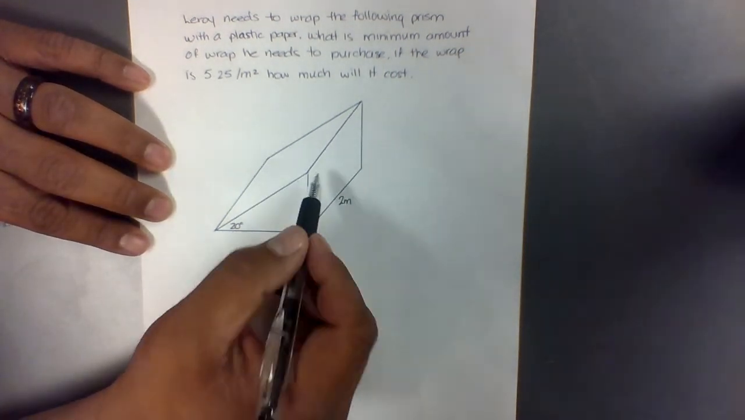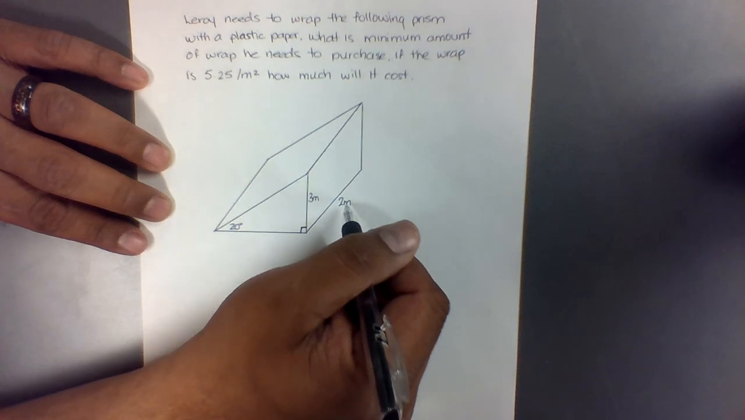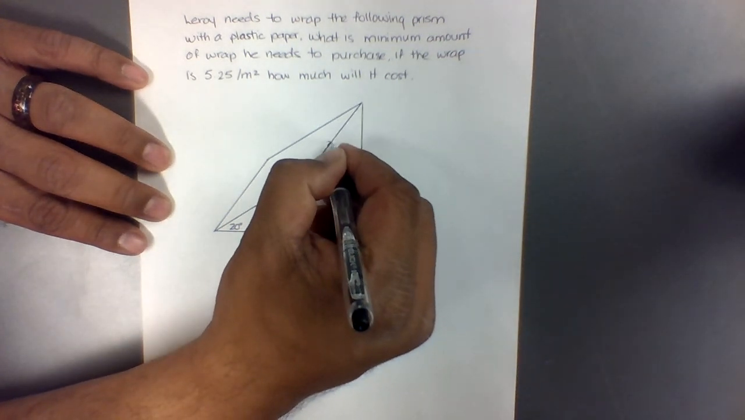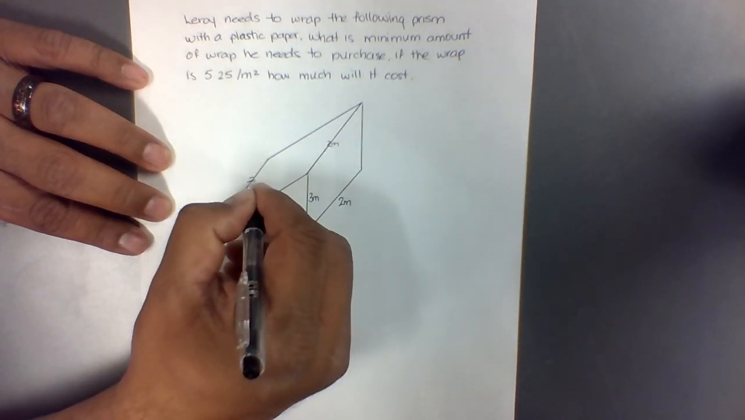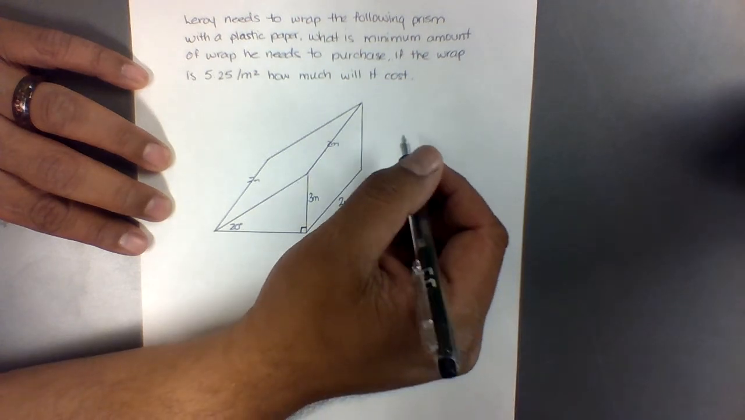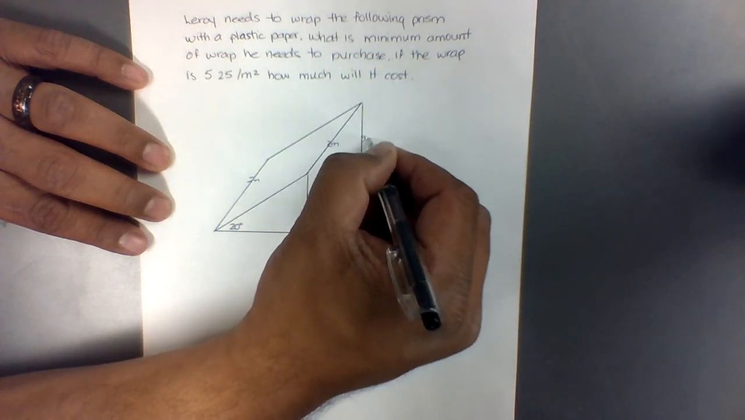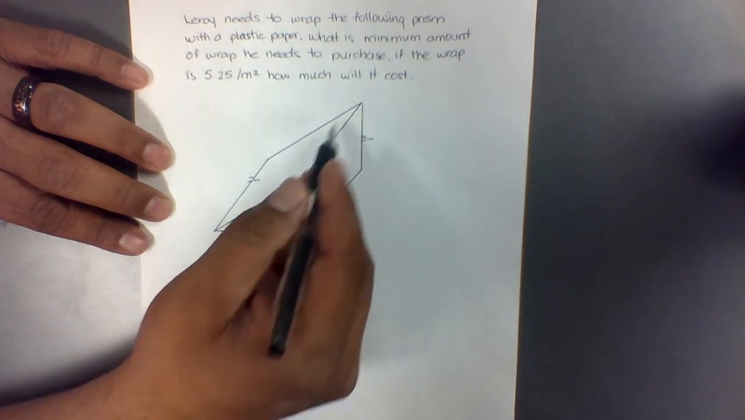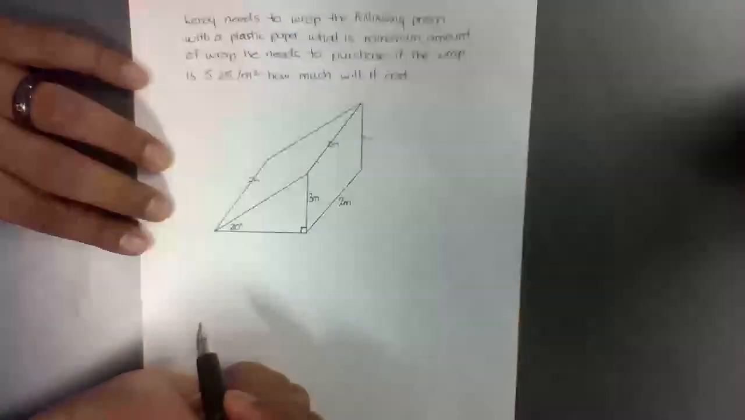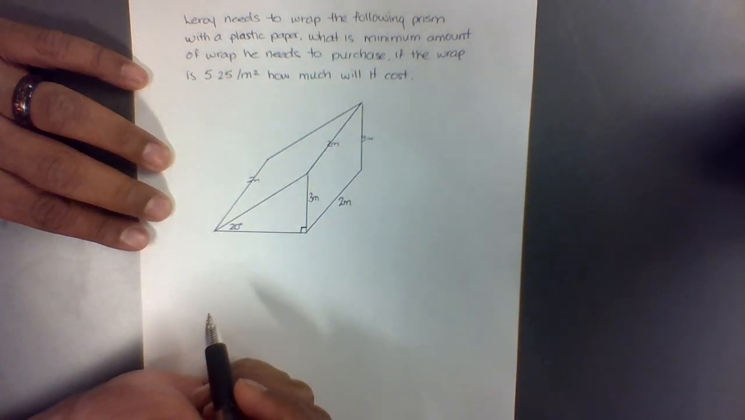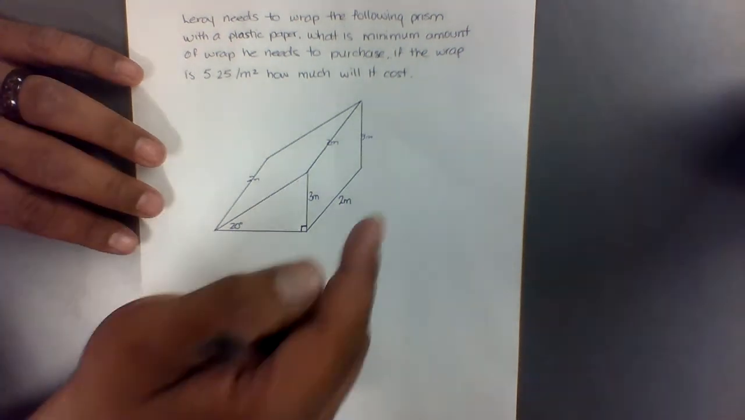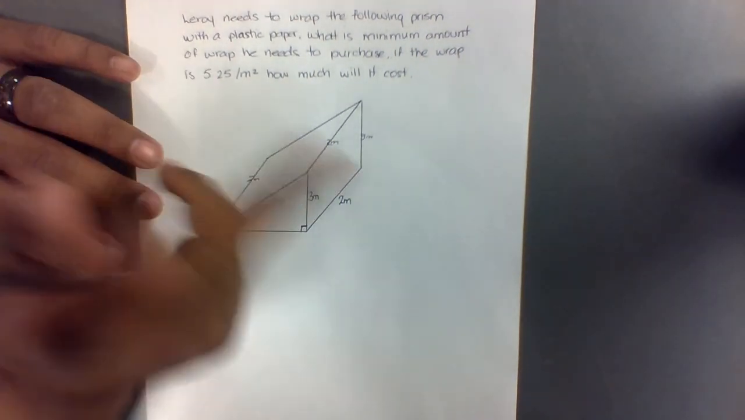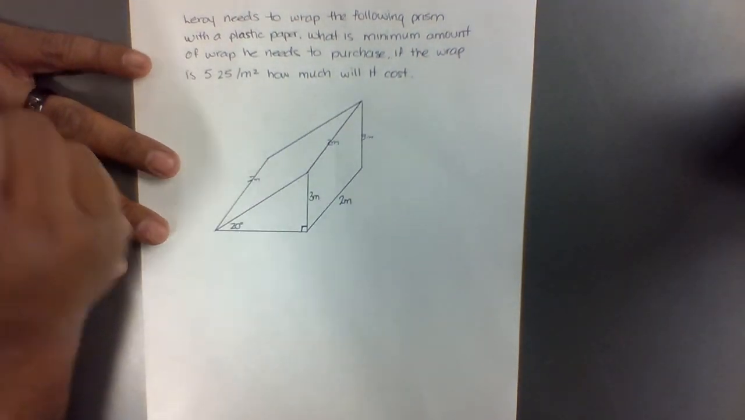So we know this side, 2 meters. That means this guy's also 2 meters. And this one's also 2 meters. And we know that this one is 3 meters. But we don't know this side. We don't know the bottom. Now this video is going to come in 2 parts because the first part is going to be calculating all this. And the second one is going to tie in our surface area and our money.